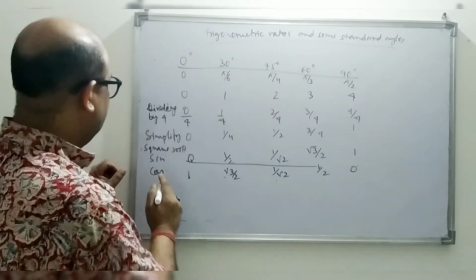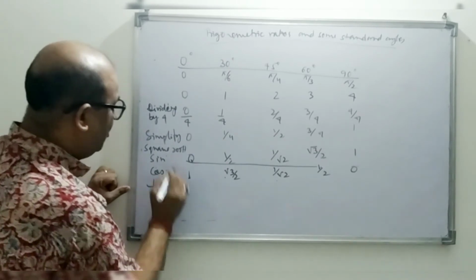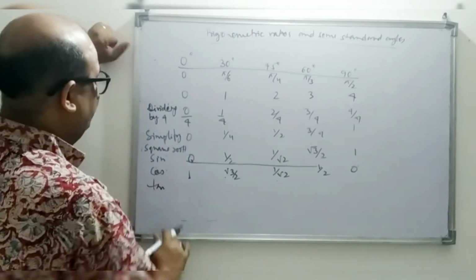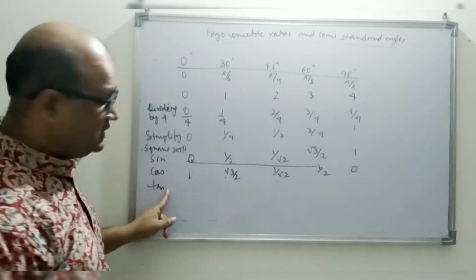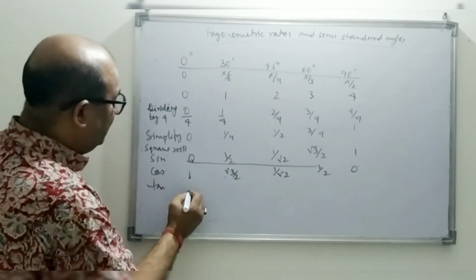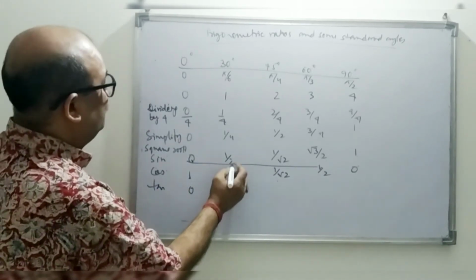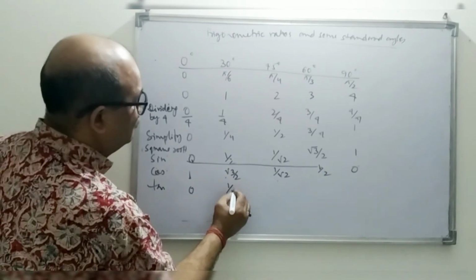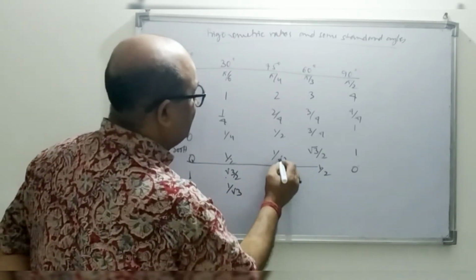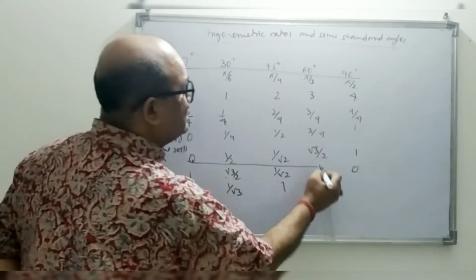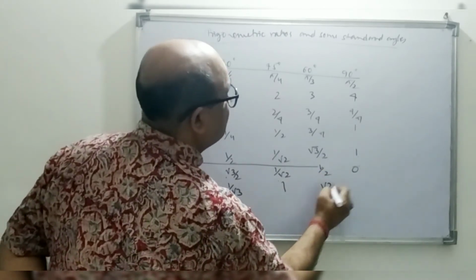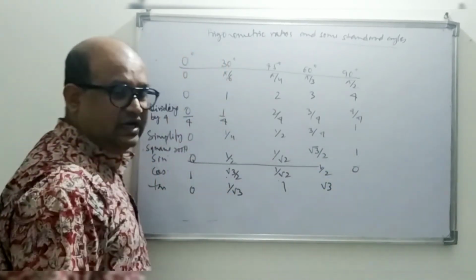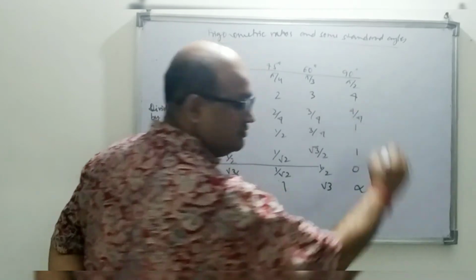This is the trick. Now, tan theta. How will you find the tan value? Tan is sine by cos. So 0 by 1 is 0. 1 by 2 divided by root 3 by 2 gives 1 by root 3. Then 1 by root 2 over 1 by root 2 is 1. Root 3 by 2 over 1 by 2, the denominators cancel, gives root 3. And 1 divided by 0 is undefined.